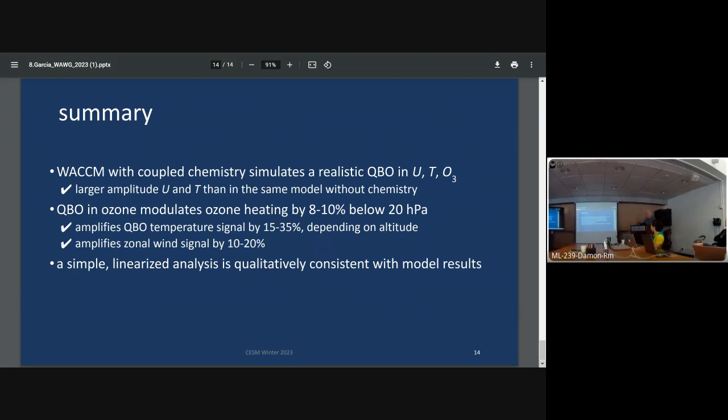We see that the QBO in ozone modulates ozone heating, especially below the middle stratosphere, where these perturbations are important with respect to the background. It amplifies the temperature perturbation by 15 to 35% depending on altitude, somewhat less in the wind perturbation, and a simple linearized analysis is consistent with what we are seeing in the model results. And that's it.